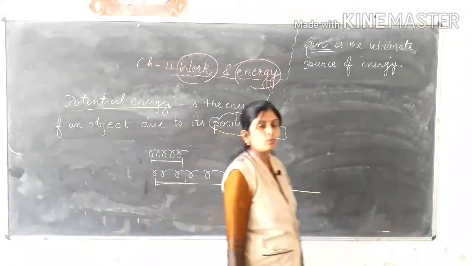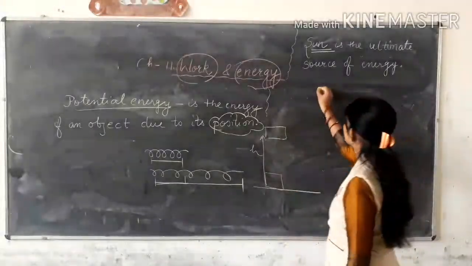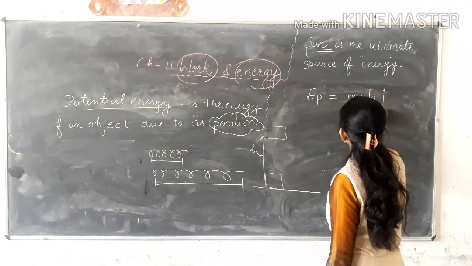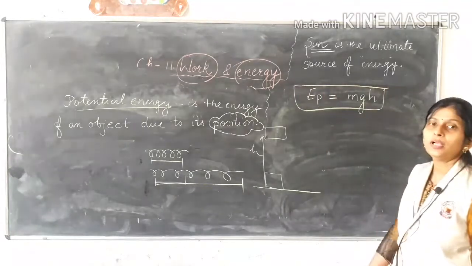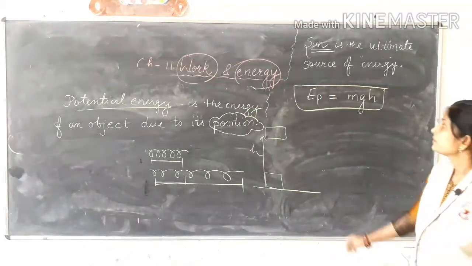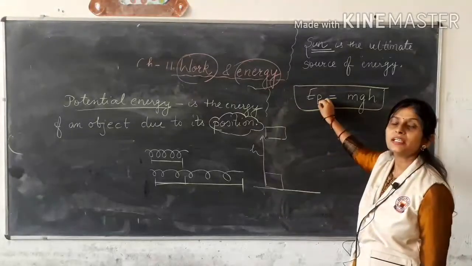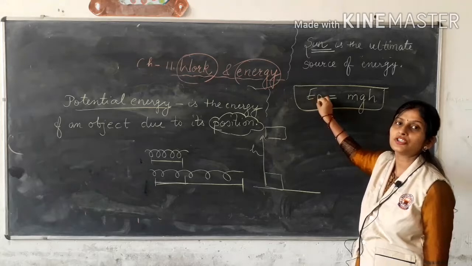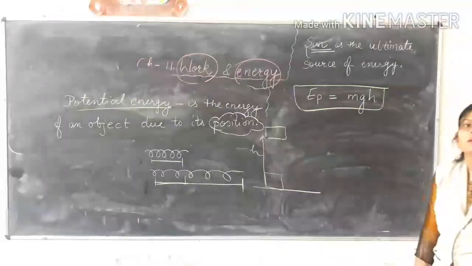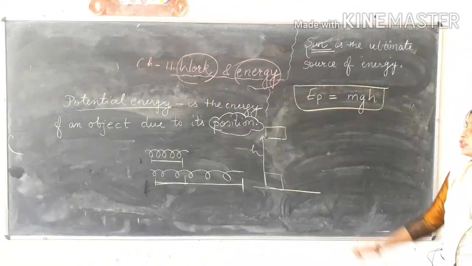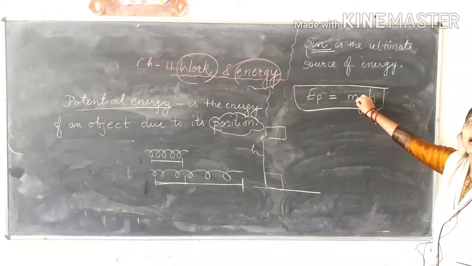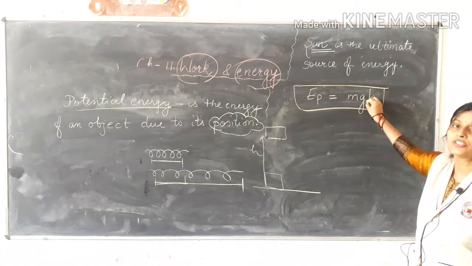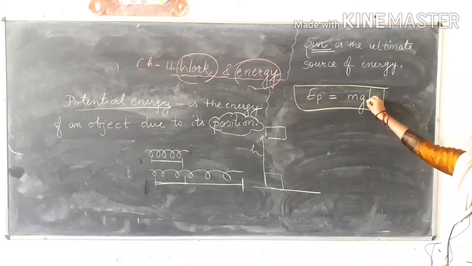Now, what is the formula or expression for potential energy? It is equal to EP is equal to mgh, where EP stands for potential energy, E energy, P potential. So EP together stands for potential energy, is equal to m mass, g acceleration due to gravity, which has a constant value of 9.8 meter per second square.